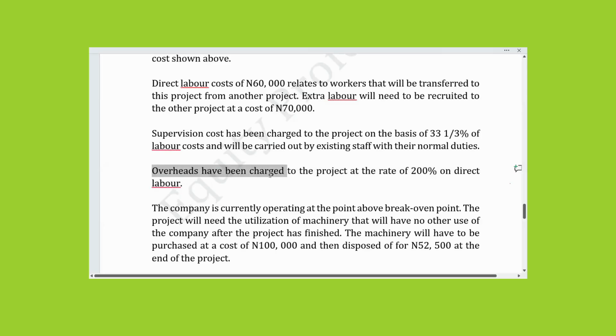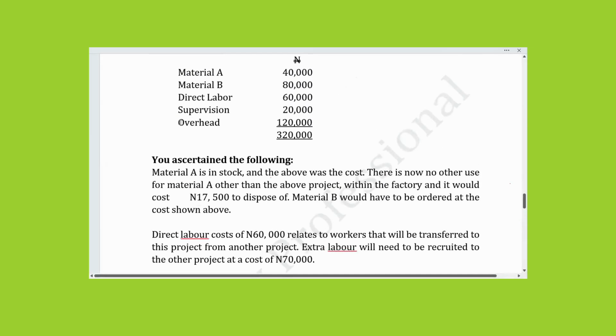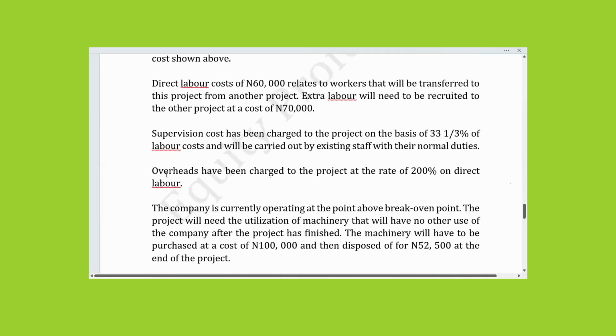Overhead have been charged to the project at the rate of 200% on direct labor. Now, when you talk about overheads, there are two types of overheads. We have variable overhead. We also have fixed overhead. Only variable overhead is relevant. Fixed overhead is irrelevant. Right. Now, in this particular question, we are just given overhead. How much is overhead in the question? 120,000. In the table, we are given overhead of 120,000. Therefore, that 120,000 naira is irrelevant.